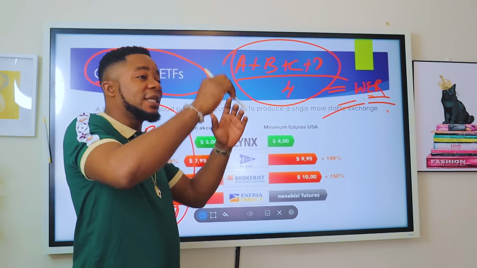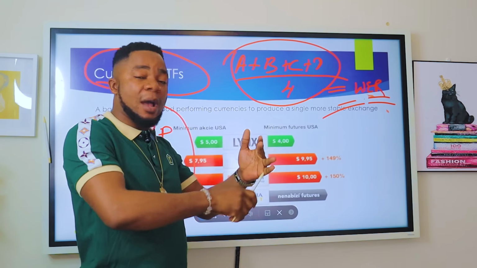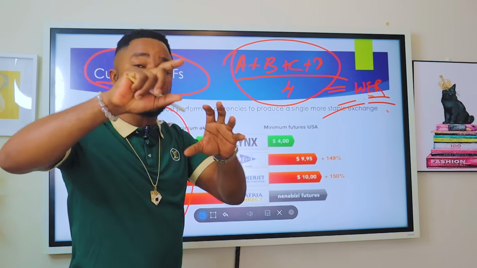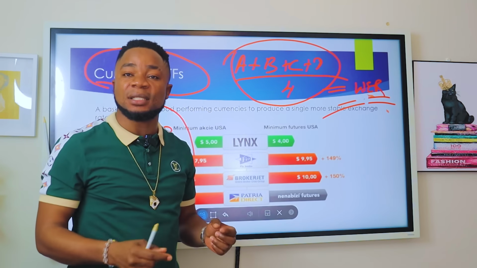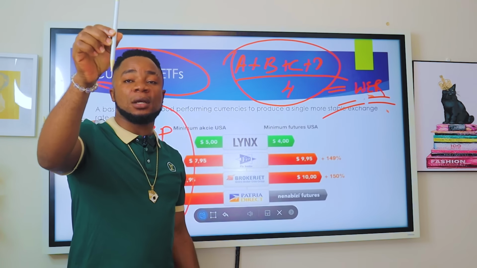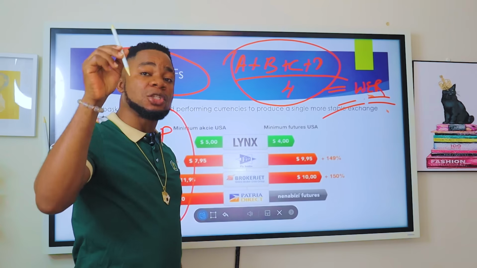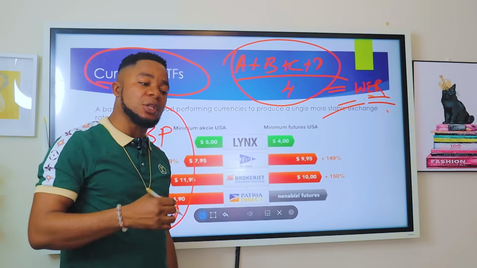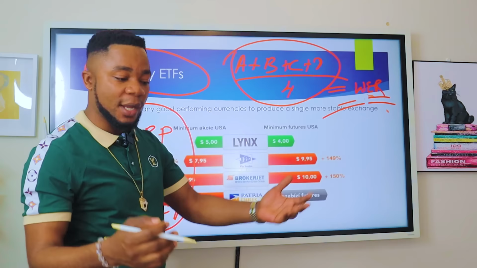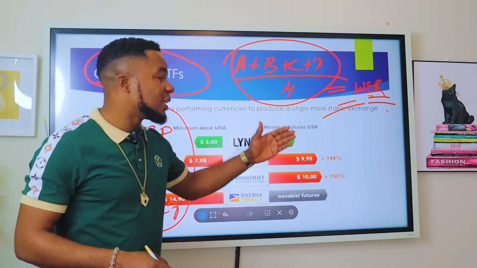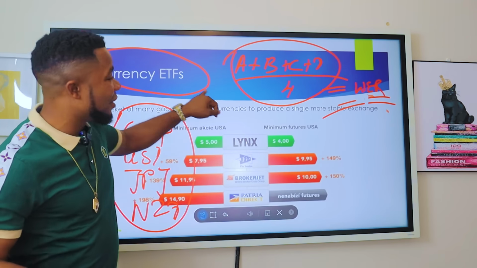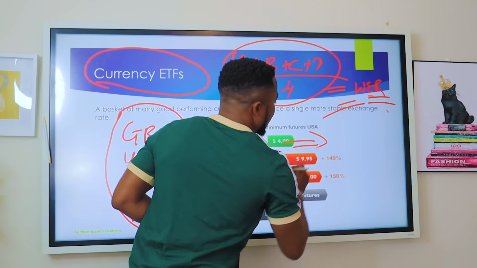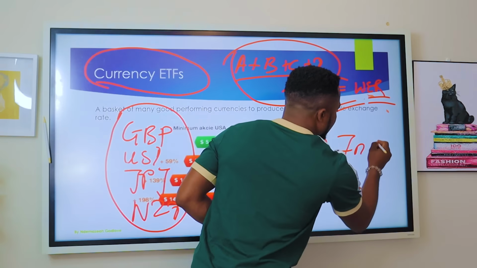So what they do is they take 30 different companies, Facebook, Amazon, Google. They add their share prices and divide by 30 to have one particular stock price, which is known as the index price. That's why I used to hear people say, okay, do you trade indices? I also trade indices, that's why I have an idea of that. So that's an ETF. A currency ETF is the same as an index.